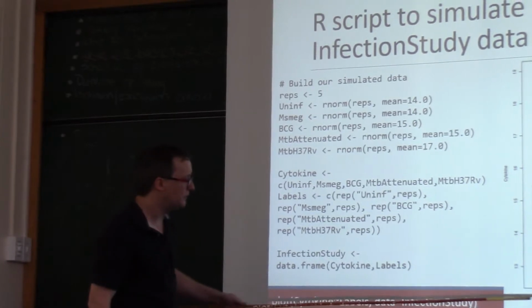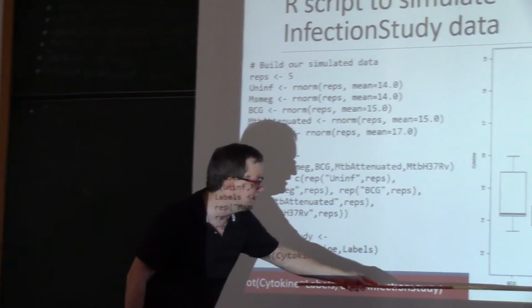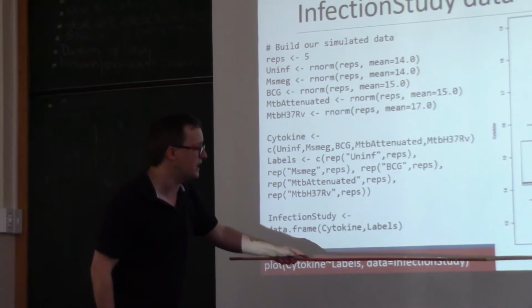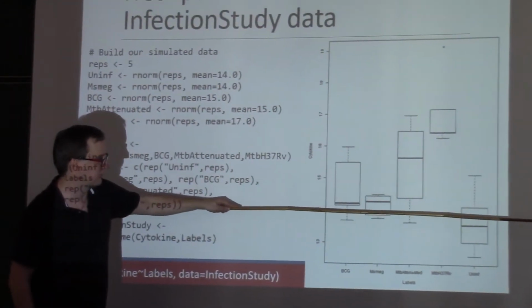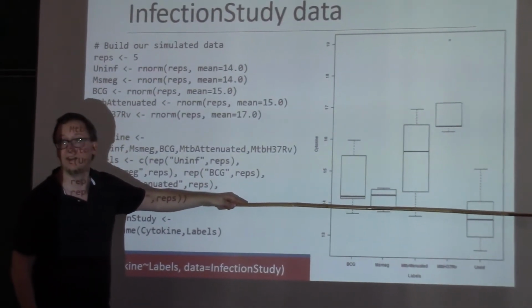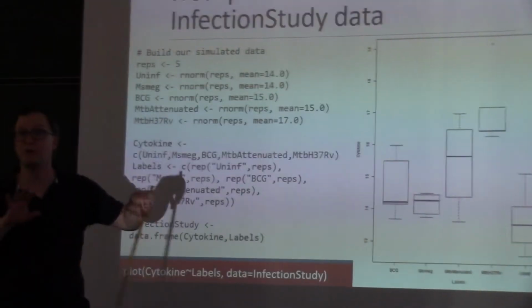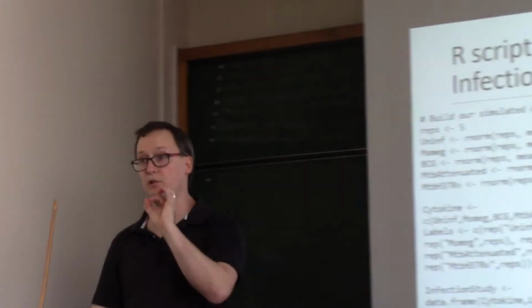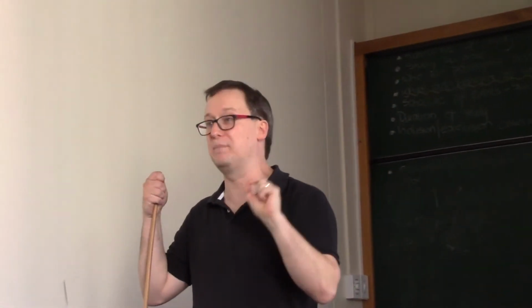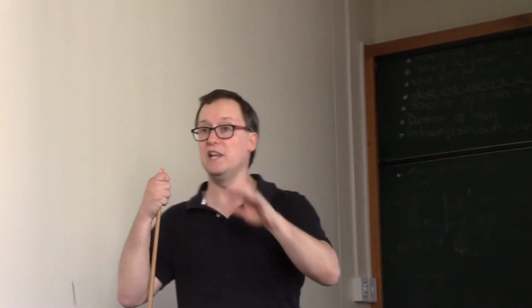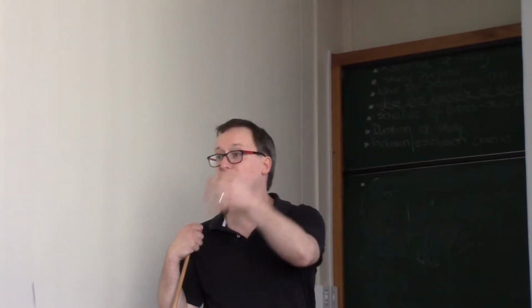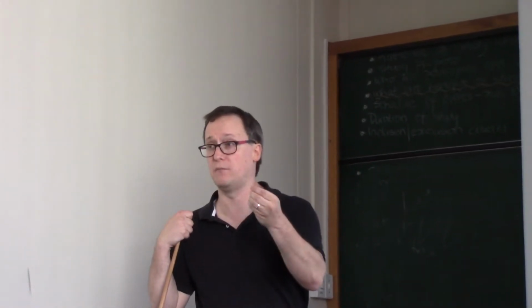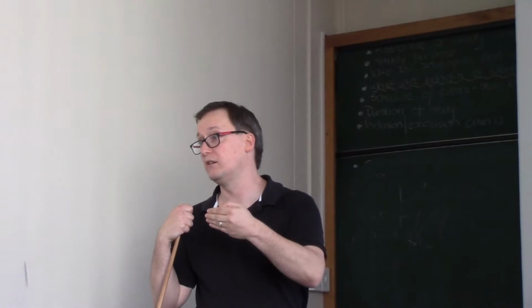So what we see is that uninfected and M-smeg should both have means of 14. Do they? This is a reflection of something we already talked about, that the sample mean may be different than the population mean. The population mean, we know, should be 14 here. But we pulled out 5 numbers from those normal distributions, and the means we computed from them differ from what the true mean should be.